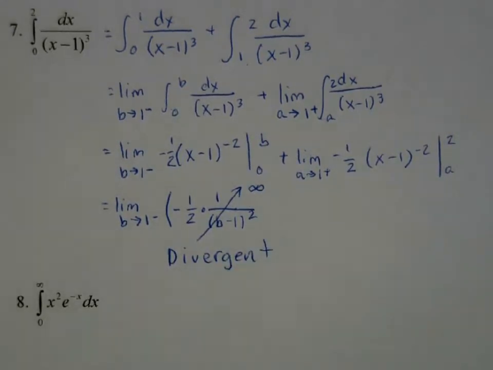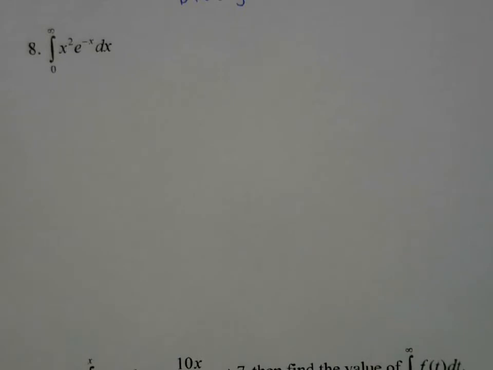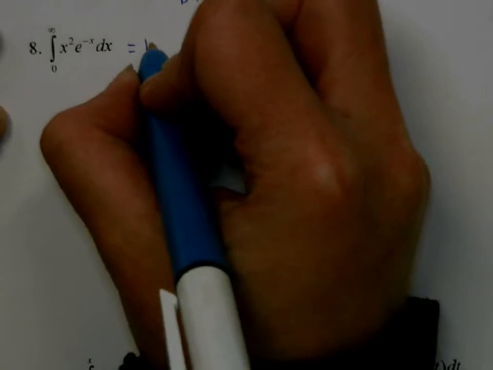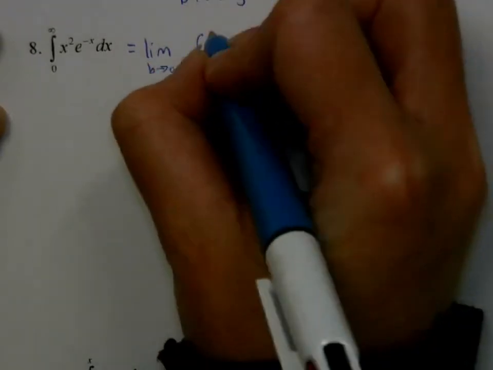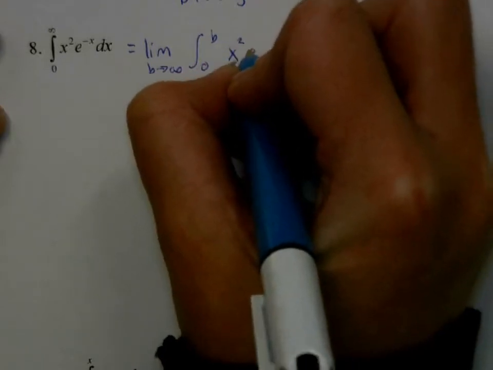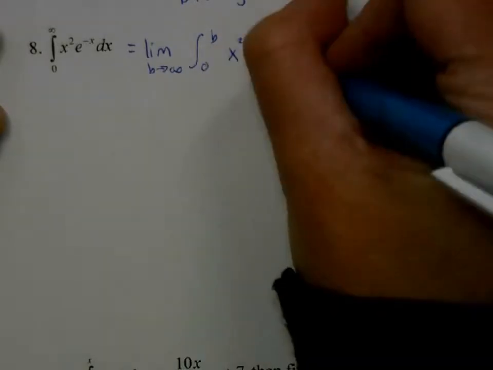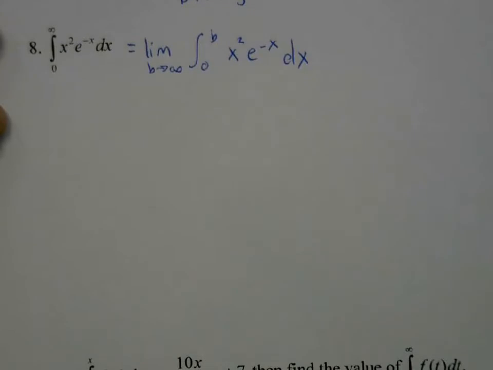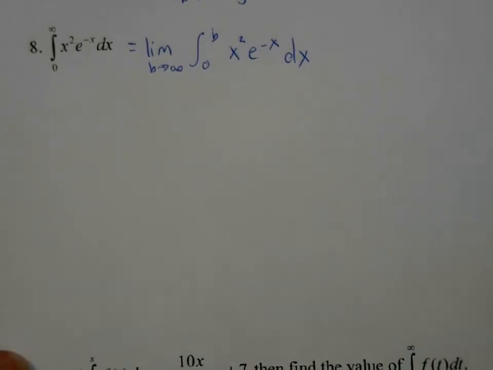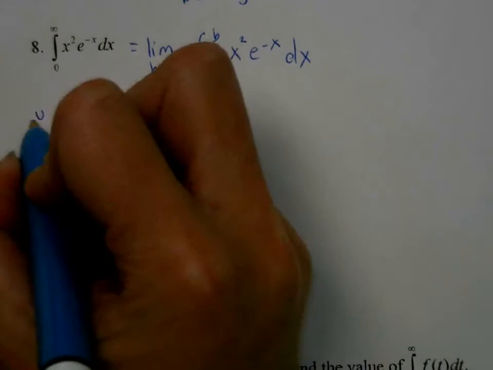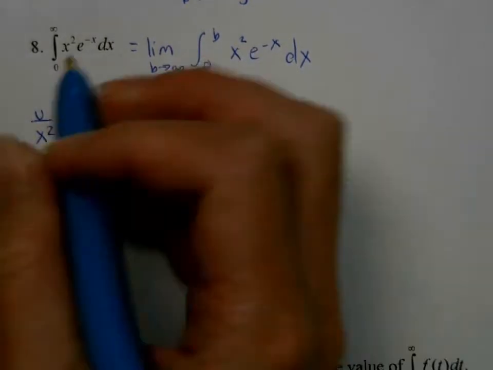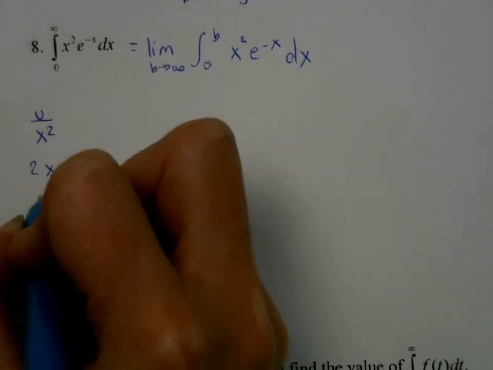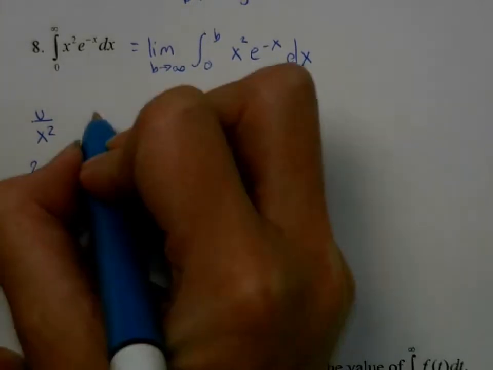Okay, our next one here. This will be the same as the limit as b goes to infinity of the integral from 0 to b of x squared e to the negative x. Well, when we're integrating something with a product, we want to use integration by parts. So I'm going to let u, and remember log poets, so my u is going to be my polynomial, and we'll derive that. And then my dv is going to be e to the negative x, and we'll integrate that.